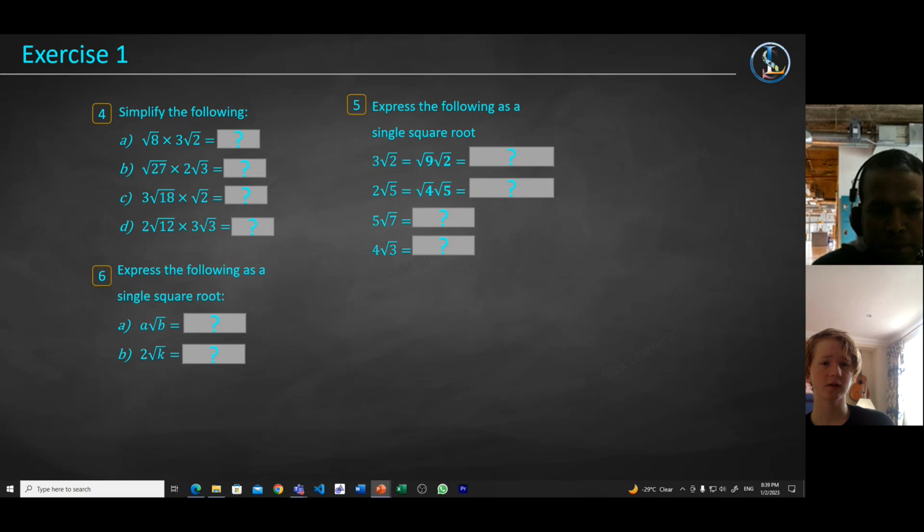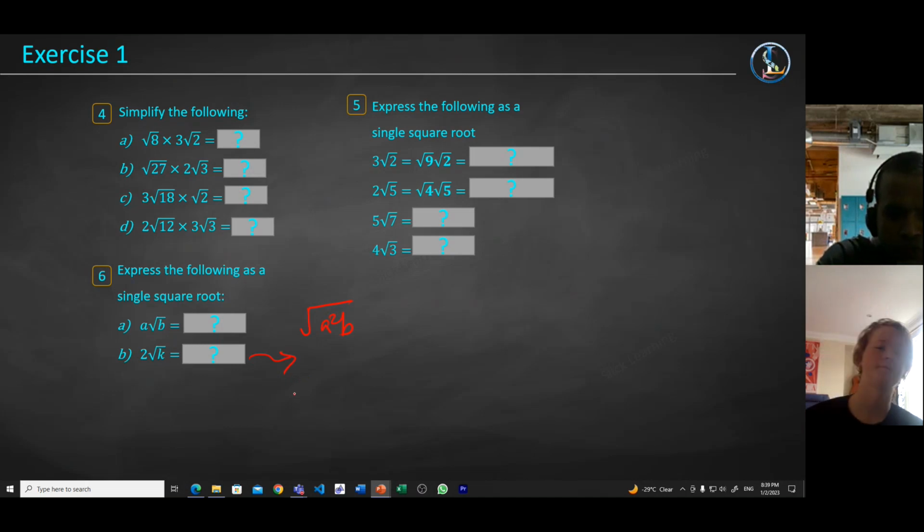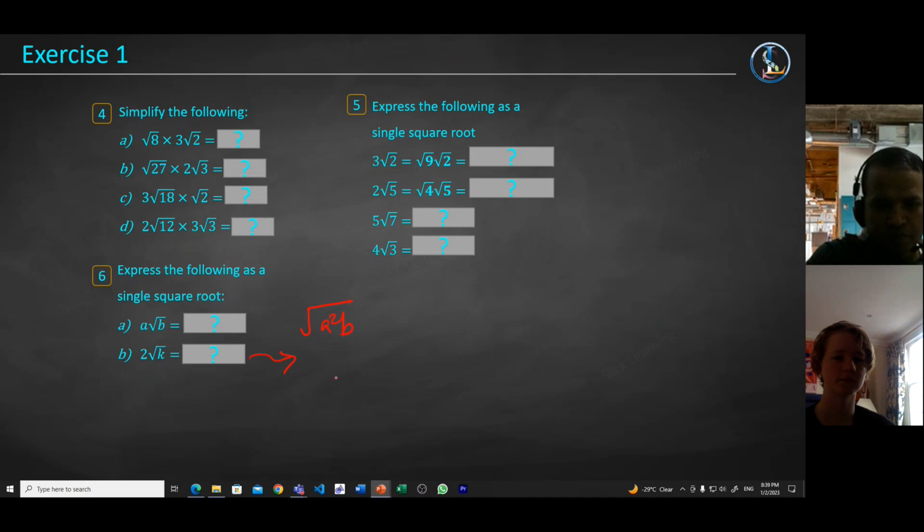How will you write? Same as square root a squared times b. Yeah, that's right. Square root a squared b. Yeah. How about the last one? 6b. That would just be square root 4k. Yeah, that's right.